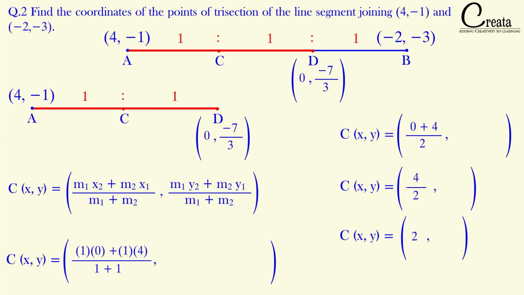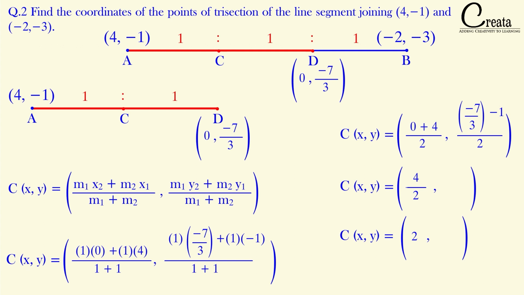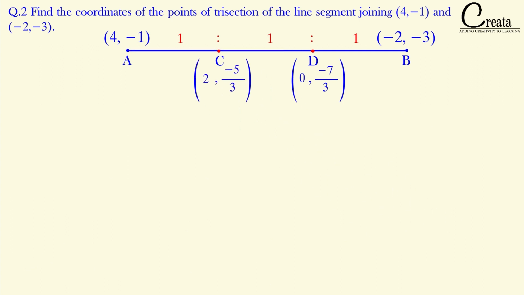In a similar manner, let's find the coordinate of y. We know all the inputs. Let's put the value. On solving, we got the y coordinate as minus 5 upon 3. So we got the coordinate of point C as 2 comma minus 5 upon 3.